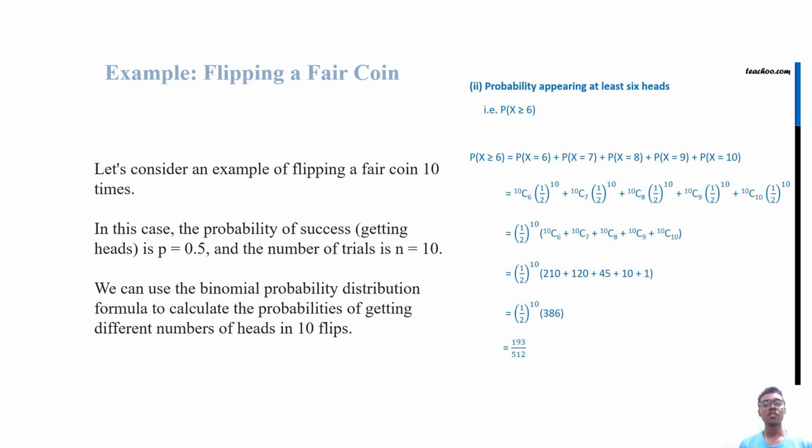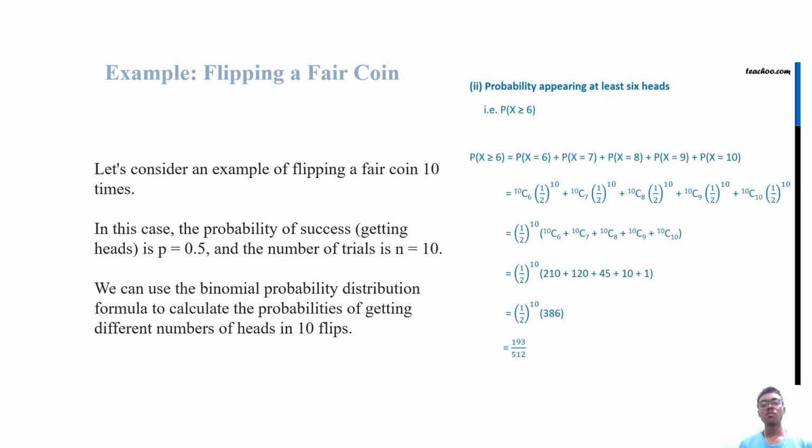We can use the binomial probability distribution formula to calculate the probabilities of getting different numbers of heads in 10 flips. For example, P(X >= 6) = P(X = 6) + P(X = 7) + P(X = 8) + P(X = 9) + P(X = 10) = 10C6 * (1/2)^10 + 10C7 * (1/2)^10 + 10C8 * (1/2)^10 + 10C9 * (1/2)^10 + 10C10 * (1/2)^10.